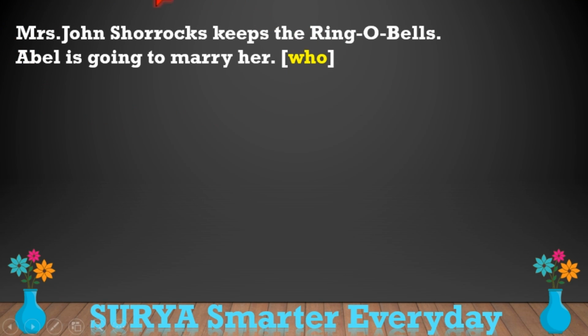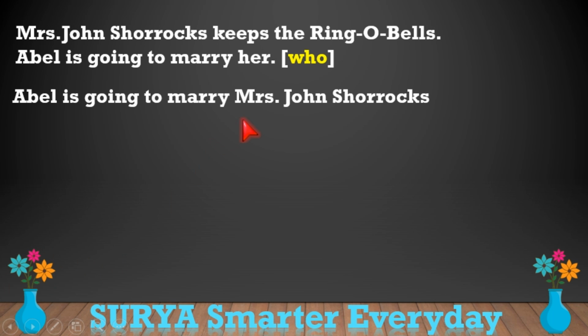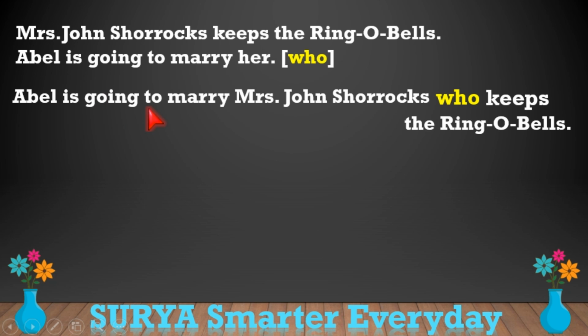So, how can we write this sentence using relative pronoun who? First sentence, you have to write the first sentence as usual. What is the first sentence here? Abel is going to marry Mrs. John Sherlock. Then relative pronoun who. Then write the predicate of the second sentence. So what is the predicate of the second sentence? Keeps the ring of bells. Abel is going to marry Mrs. John Sherlock, who keeps the ring of bells.